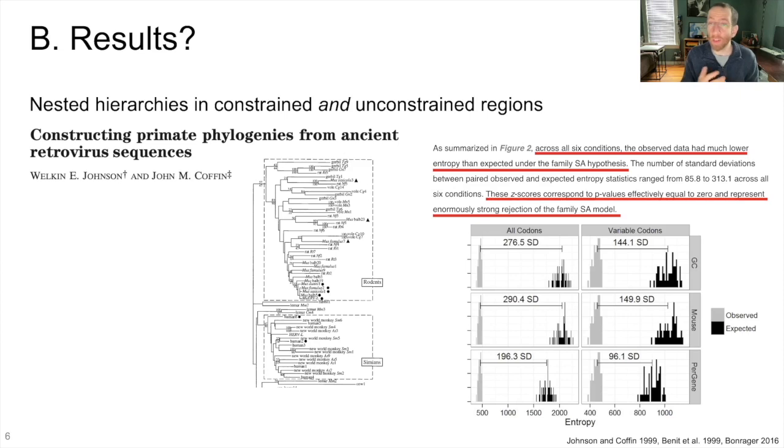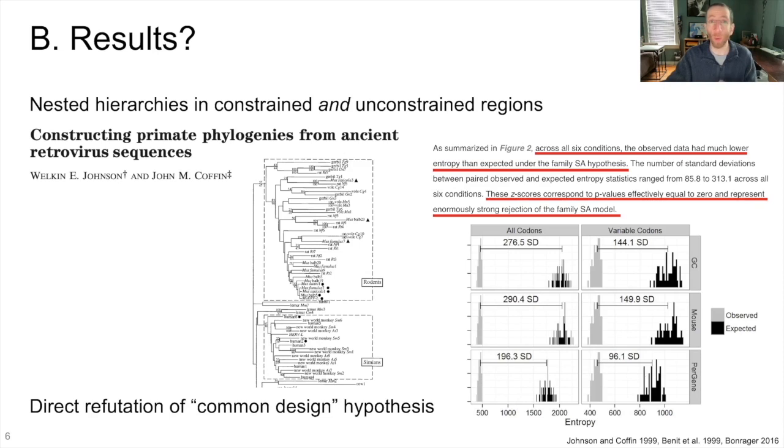So each family is representative of a created kind. The authors continue, these z-scores correspond to p-values effectively equal to 0 and represent enormously strong rejection of the family SA model. Again, enormously strong rejection of the family separate ancestry model. So what we have here are separate predictions from the common design versus common descent hypotheses, and we have here direct refutation of the common design hypothesis by showing that its predictions are not just wrong, but are completely wrong. They are the opposite of what we actually find.